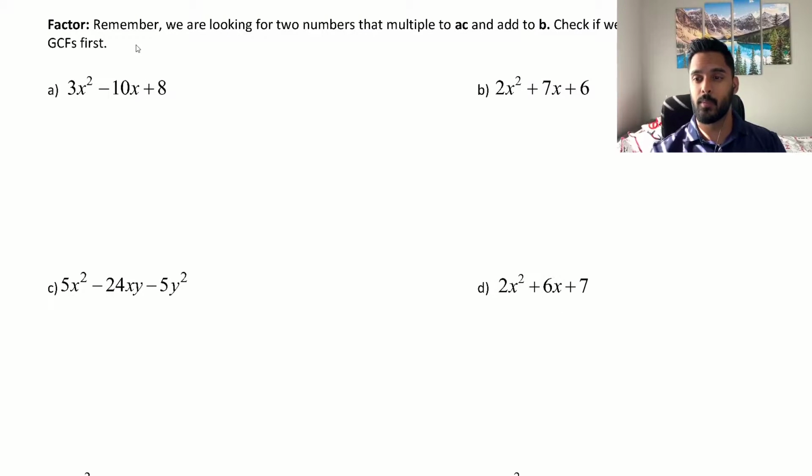We are going to look at that algebraic method. So if I just read the top, remember, we are looking for 2 numbers that multiply to a times c, but always add up to b. Check if we can take out a GCF first, because that's always going to be your best option first. See if you can make the coefficients a bit smaller and easier to work with. If you can take out a GCF, usually it's easier to find the 2 numbers that multiply to a times c, but also add to b.